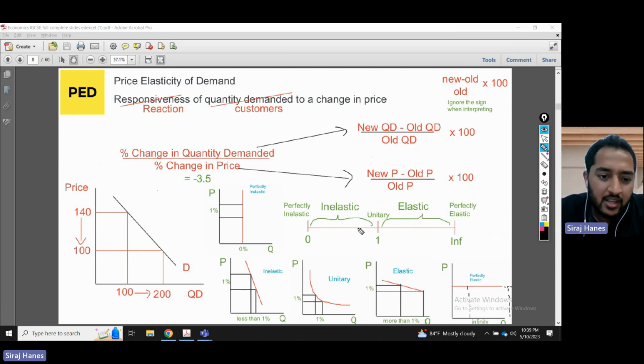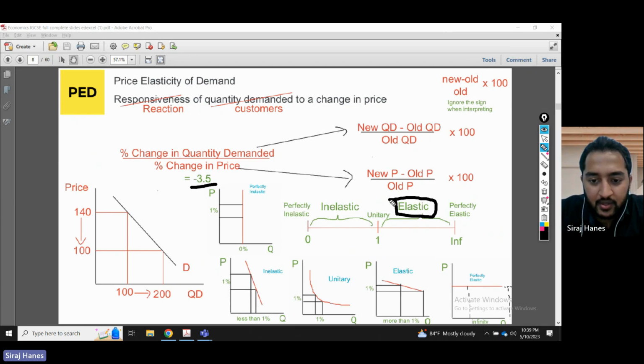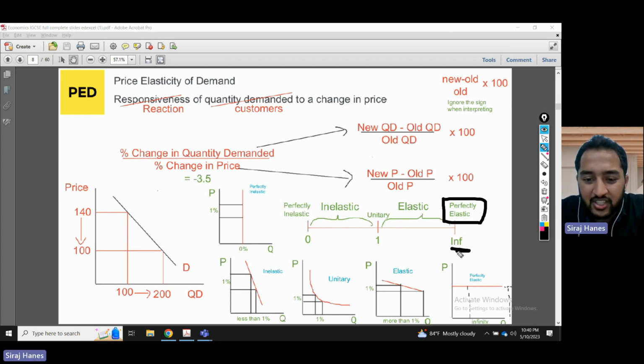In this case, guys, the answer is 3.5, now that we're ignoring this minus sign, and 3.5 is above 1. Above 1 would indicate that it is elastic. If it's below 1, it would indicate that it's inelastic. And if it's infinity, we call it perfectly elastic, which is unrealistic. There's no such figure as infinity. Perfectly inelastic would mean 0, and unitary would mean 1.